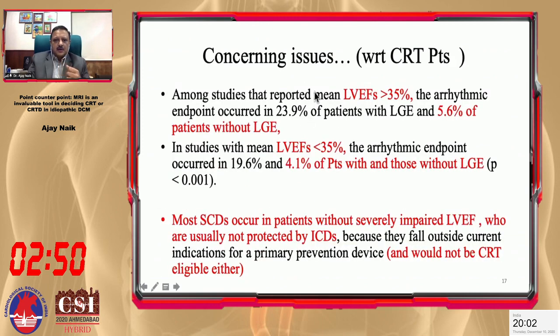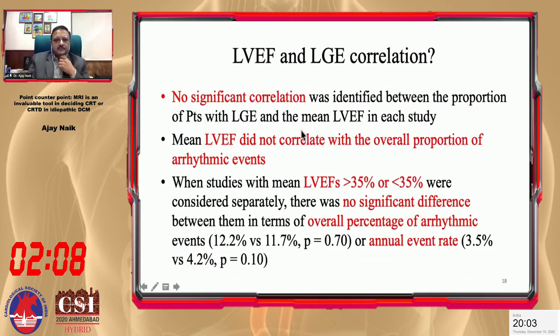Concerning issues from this meta-analysis: in patients with LVEF more than 35%, the arrhythmic endpoint occurred in almost a third of patients with LGE, and almost 5.6% of patients without LGE also. In studies with EF less than 35%, the arrhythmic endpoint occurred in 19% and 4%, those with and without LGE. Most SCDs occur in patients without severely impaired LV function who are usually not protected by ICDs because they don't fall into the criteria for a primary prevention device. And these patients also would not be eligible for a CRT because their EF is better.